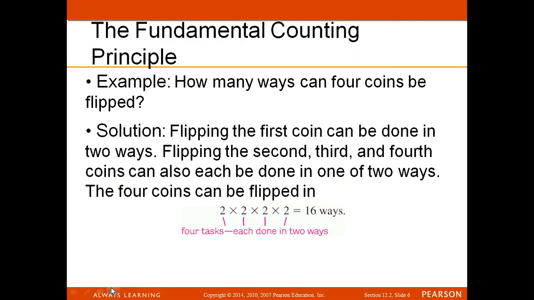How many ways can 4 coins be flipped? Flipping the first coin can be done in 2 ways. Flipping the second, third, and fourth coins can also each be done in one of 2 ways. The 4 coins can be flipped in 2 times 2 times 2 times 2 ways, or 16 ways. 4 tasks each done 2 ways. The first coin can either be heads or tails. The second coin can either be heads or tails, and so on.